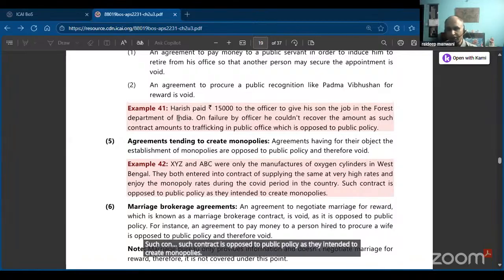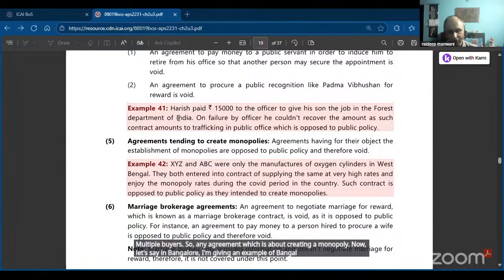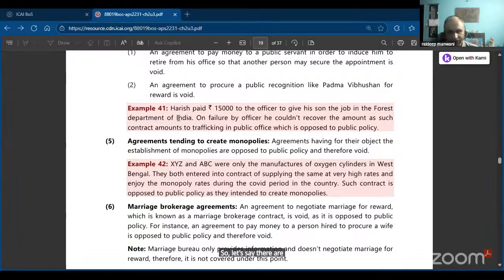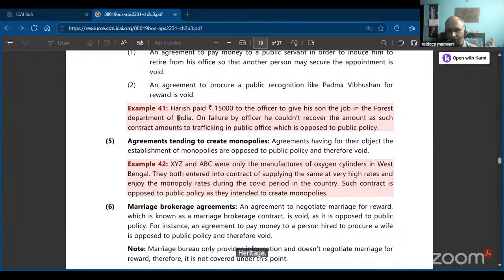So what is a monopoly? When there is one seller in the market and multiple buyers. So any agreement which is creating a monopoly. Now let's say in Bangalore, I'm giving the example of Bangalore, many of you are there. Let's say there are suppliers of milk. Nandini, Karnataka Milk Marketing Federation, Amul, Heritage. Anybody else sells milk? Akshayakalpa, sir.